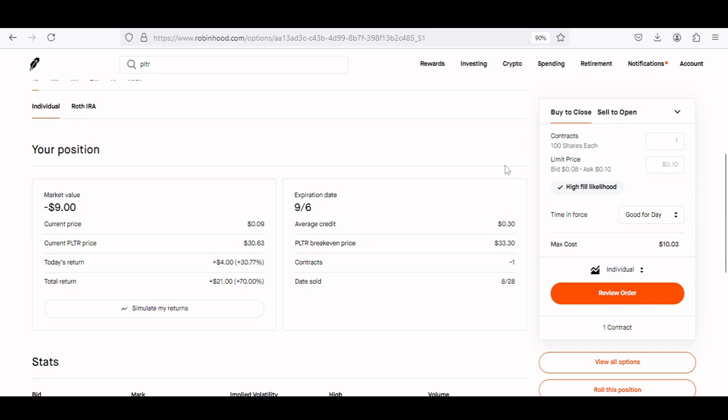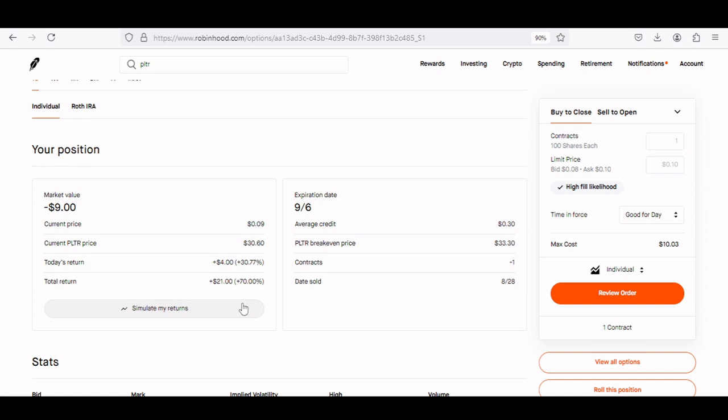I have one contract with Palantir that expires this current Friday, which is going to be the 6th of September. I sold a covered call in order to receive this premium, and the premium I received was 30 cents, or $30. Currently, I am up on the option around 70%, and that equals $21. So I do not have to roll this option if I don't want to.